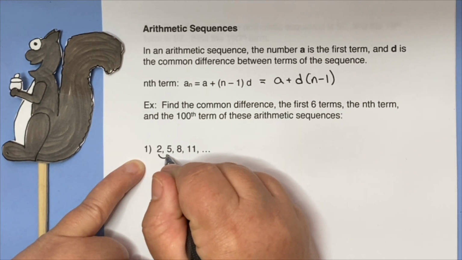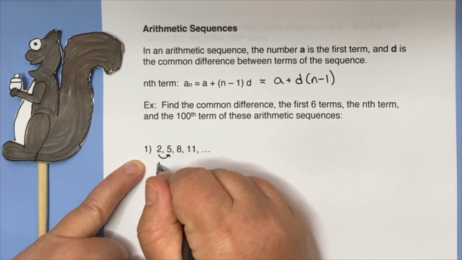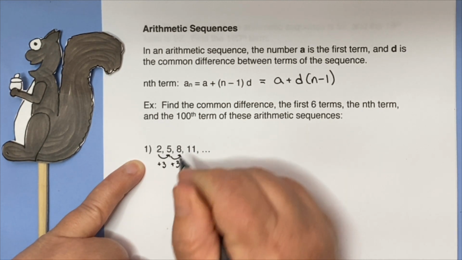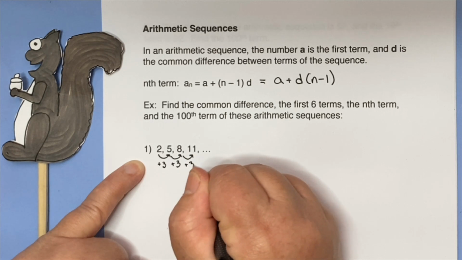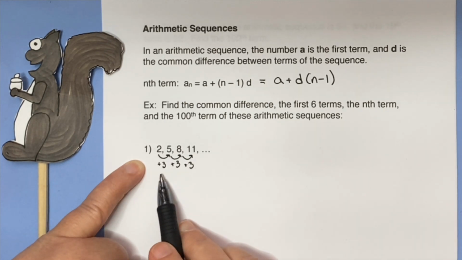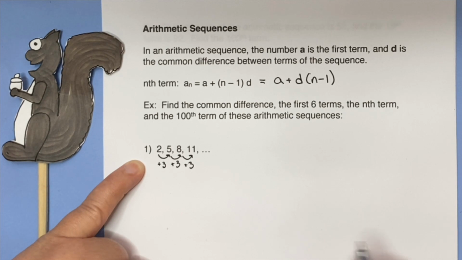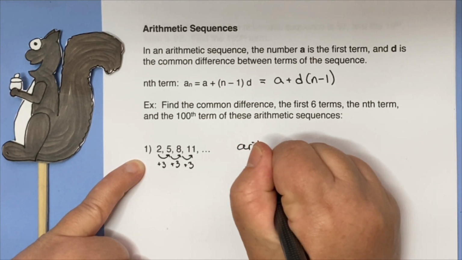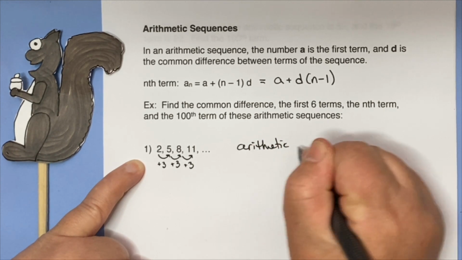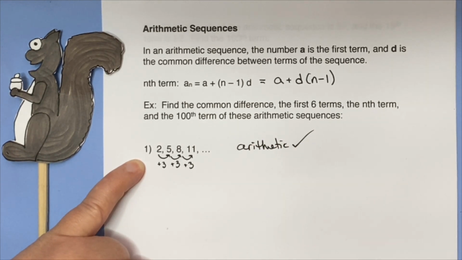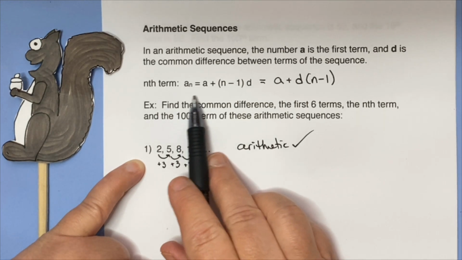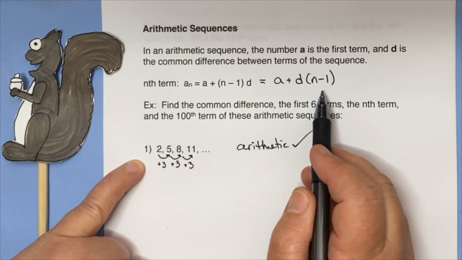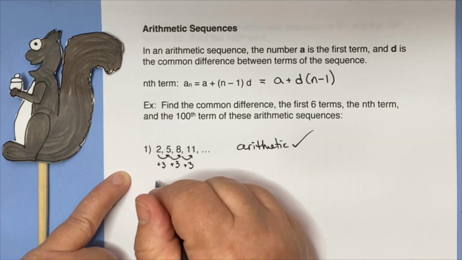So I'm going to look from 2 to 5, I'm adding 3, from 5 to 8, wait a minute, I'm adding 3 again. From 8 to 11, there we go. Holy cow. If you add the same amount every time or subtract it, it's an arithmetic sequence. It is, in fact, arithmetic. And in fact, we've got this great formula that tells us how to build the sequence. But before we get there, I don't want to get ahead of myself.